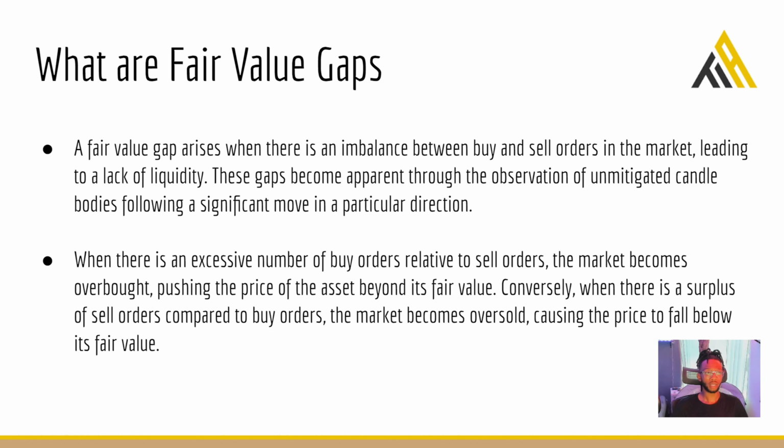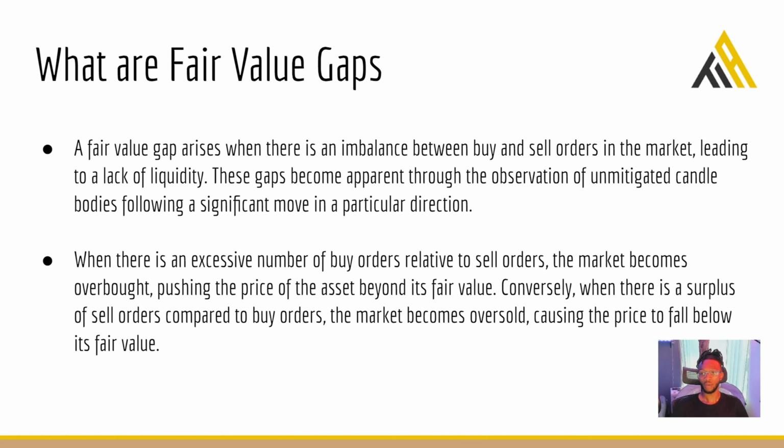A fair value gap arises when there is an imbalance between buy and sell orders in the market, leading to a lack of liquidity. These gaps become apparent through the observations of unmitigated candle bodies following a significant move in a particular direction. When there is an excessive number of buy orders relative to sell orders, the market becomes overbought, pushing the price of the asset beyond its fair value. Conversely, when there is a surplus of sell orders compared to buy orders, the market becomes oversold, causing it to fall below its fair value.